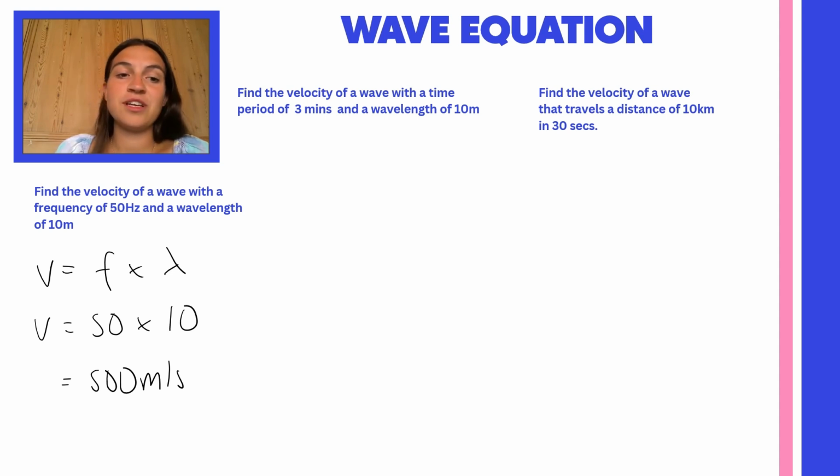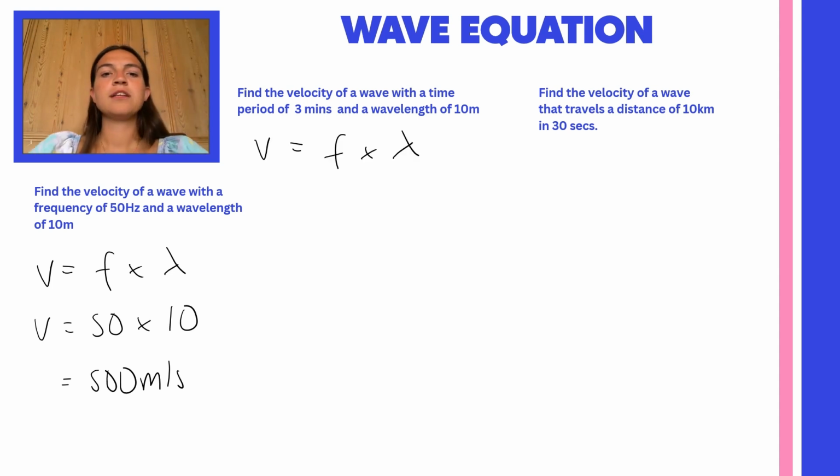Okay, next question. Find the velocity of a wave with a time period 3 minutes and a wavelength 10 meters. So I'm eventually going to be using this equation again. Speed is frequency times wavelength. And I've been given the wavelength of 10, but I haven't been given the frequency. Luckily, I know another equation to get the frequency, given that I've been given the time period here.